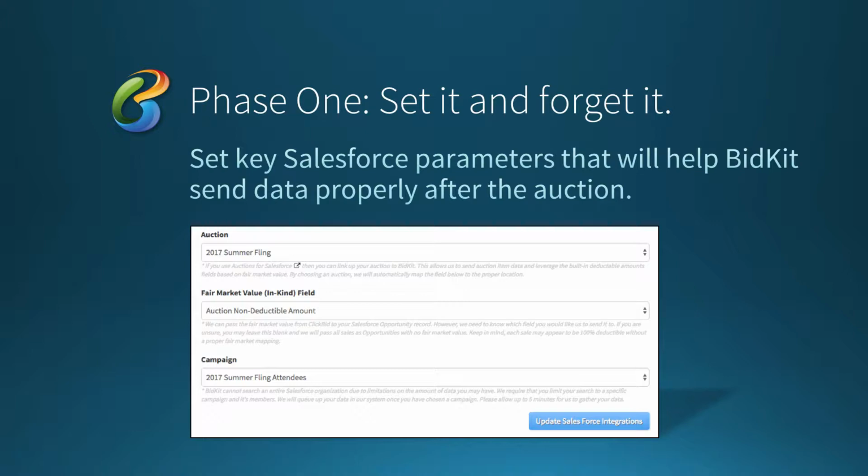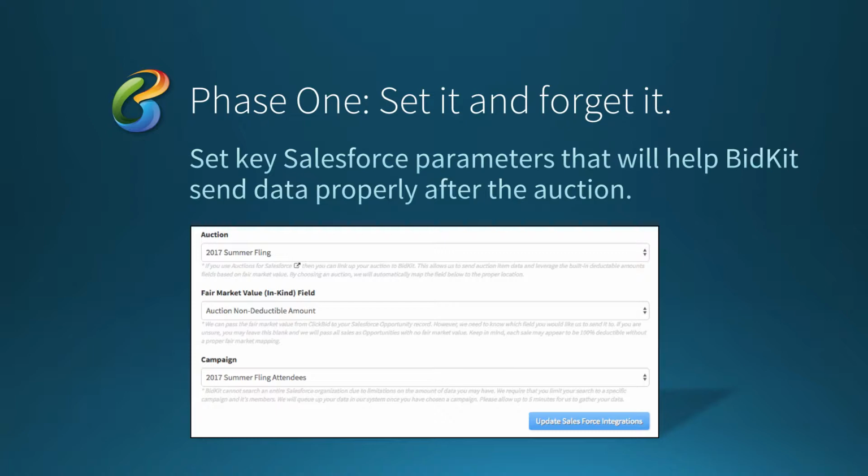It'll keep your data consistent and clean and so on. Now, if you're not using the Auctions for Salesforce plugin in Salesforce, then you can just choose a fair market field that you have set up. If you don't have a fair market field, that's okay. You can just say none or don't use one.